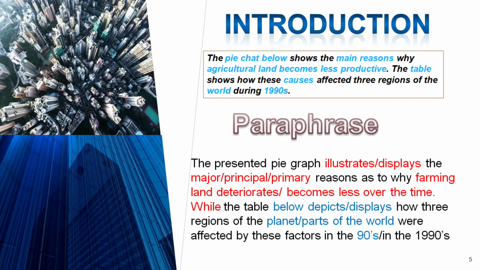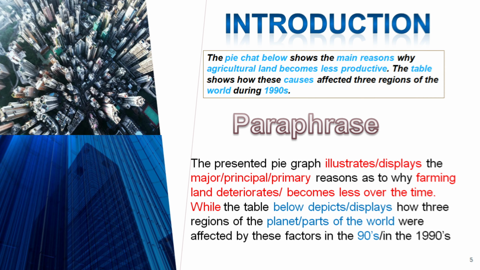Now moving on to the introduction of Task 1, here you can see a question which is highlighted in blue. The blue parts are those which can be paraphrased. So we will say, the presented pie graph illustrates the major reasons as to why farming land deteriorates, while the table below depicts how three regions of the planet were affected by these factors in the 90s.